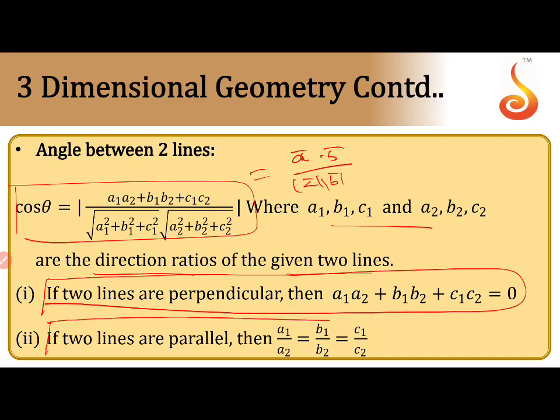And parallel vectors mean the ratios of the coefficients are proportional only. If the ratios of the DRs are proportional, they are parallel vectors. And if a1 a2 plus b1 b2 plus c1 c2 is 0, the two lines are perpendicular lines. This is for parallel lines.